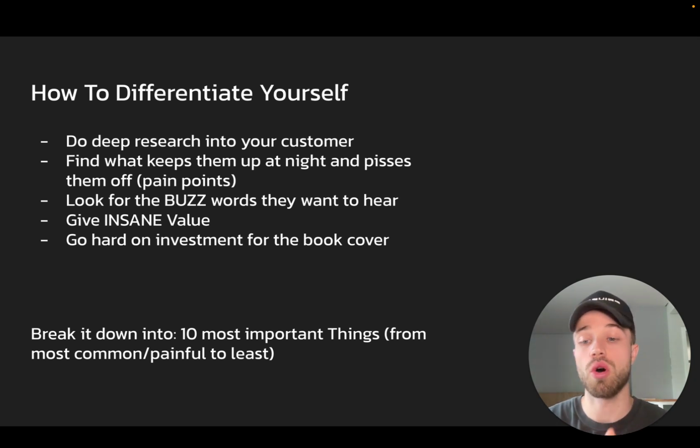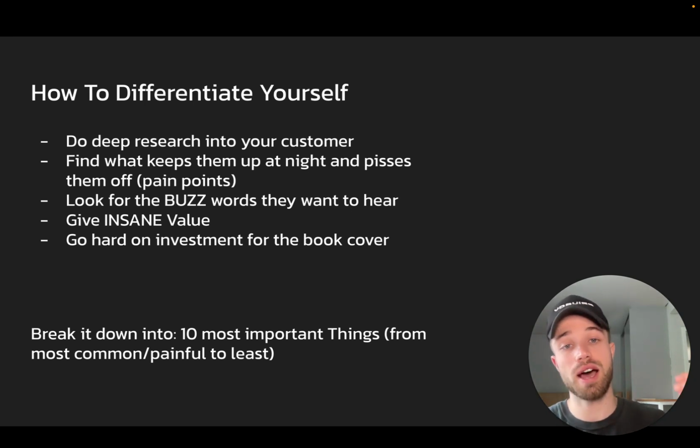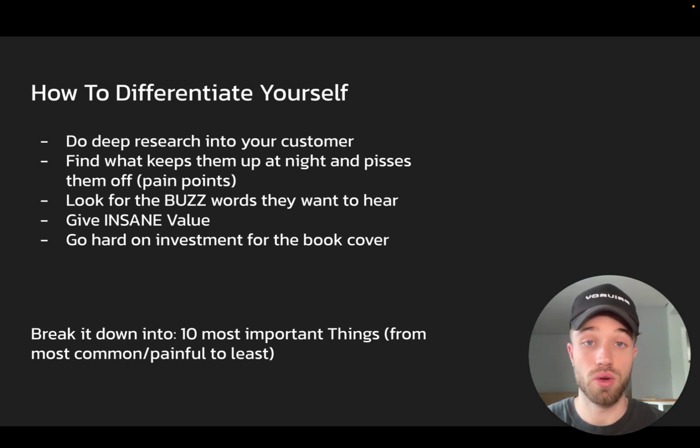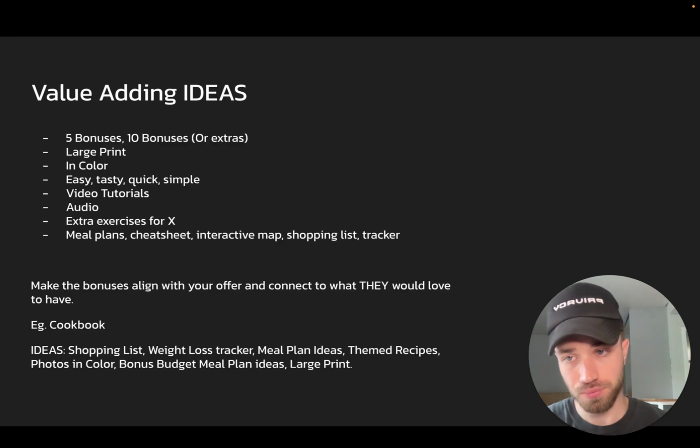Now, what you want to break it down into is ideally the 10 most important things, from most common and painful to least, right? So you must have a list of things where it's like, okay, this is the most painful thing for the customer. This is the second most, right? As long as you have a full list of 10 things that piss them off or that they hate or want to get solved, you should be able to offer a lot of value for these people.